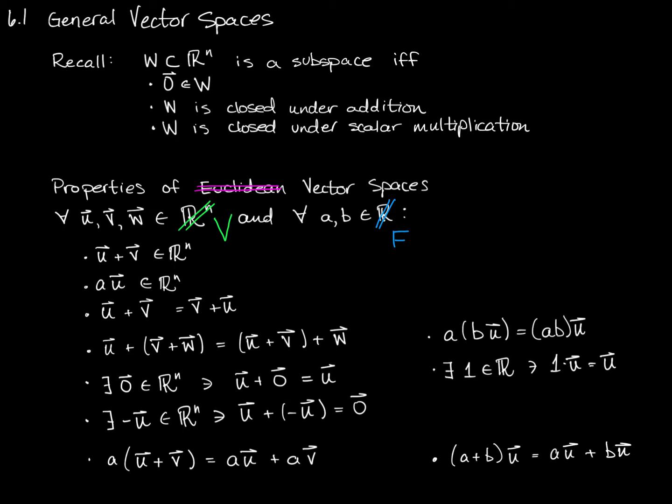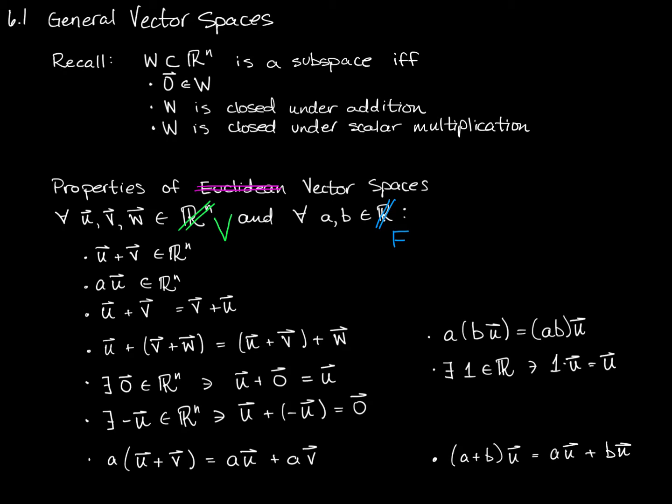Now, your textbook actually labels this definition 6.1.2. It's defining vector spaces: a vector space V, and there's my V, a vector space V over a field F. What that means is that V is a set that satisfies these properties under 2 binary operations, addition and scalar multiplication. And then it goes on to say, let U, V, and W be in the vector space V, and A and B in some field F, then these are true.